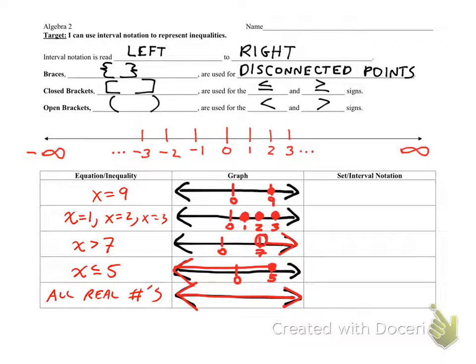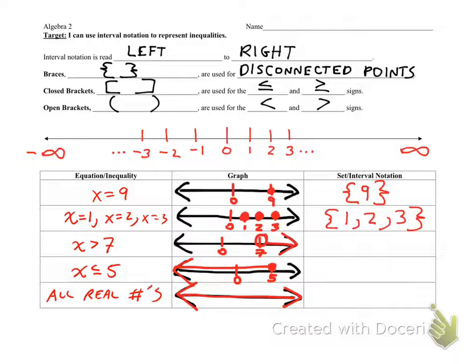First one, x equals 9. Because it's a disconnected point, we're going to use a squiggly brace. And since 9 is in the interval, we will use 9. And we represent it that way. Go ahead, pause the video, see if you can represent the next one. Notice the next interval uses squiggly braces, and since there's 3 points, the numbers 1, 2, and 3 are written in a list. Now we're going to do some where we actually have an interval that's shaded in.